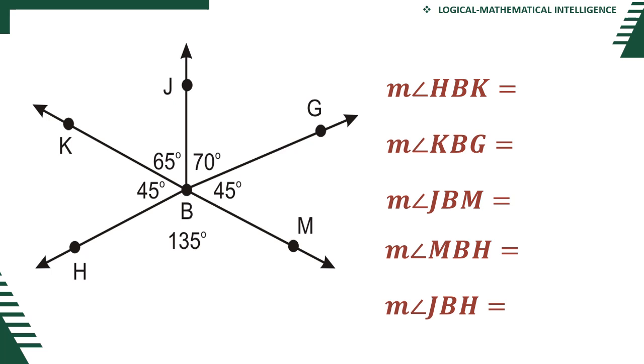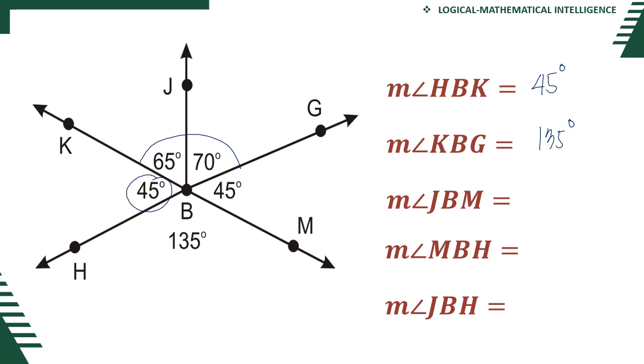So for our given illustration, fortunately the angle measures are already given. So we can go directly to filling in what is asked in the problem. So HBK. So that means this one. So it's 45 degrees. Next, we have KBG. So you are referring to this one. So we're just going to sum it up. 65 plus 70, it's 135 degrees.